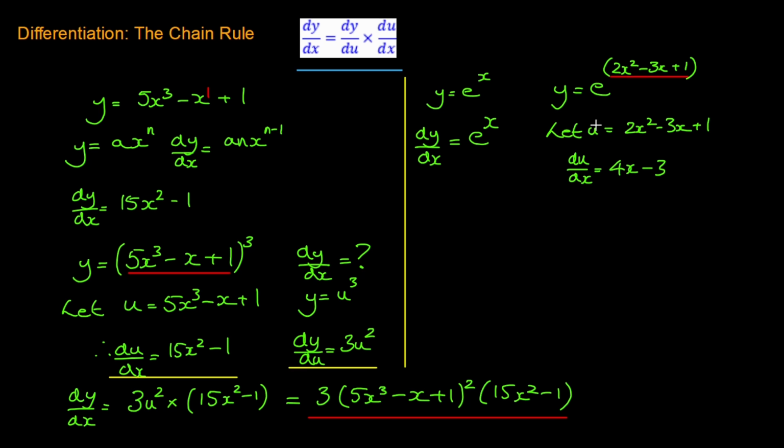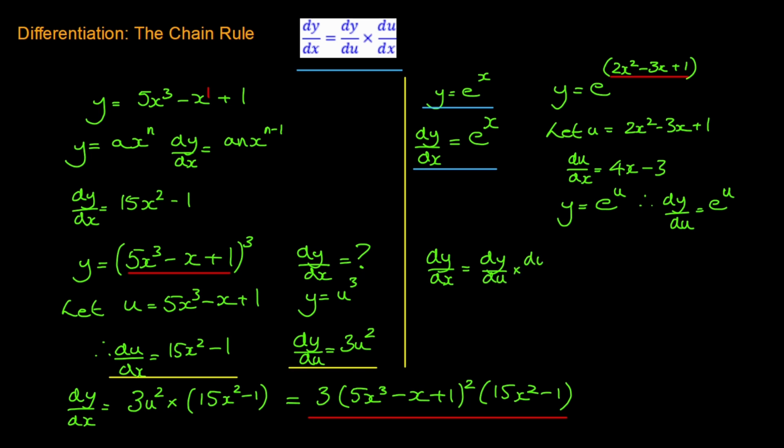Now we need to work out what dy/du is. Well, because we've made the substitution, y is equal to e to the u. And therefore dy/du is equal to e to the u. That's employing exactly the same rule here. And all I've done is write a u instead of an x. So now let's use the chain rule. dy/dx is equal to dy/du multiplied by du/dx.